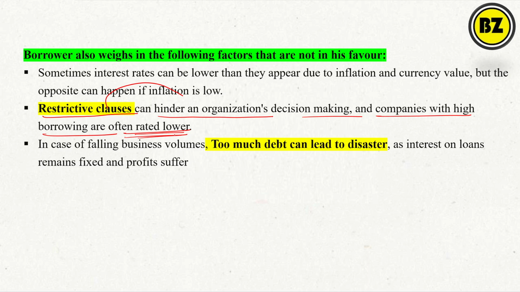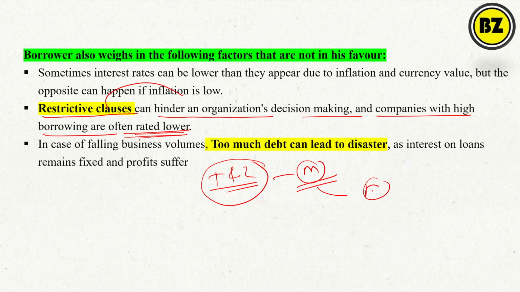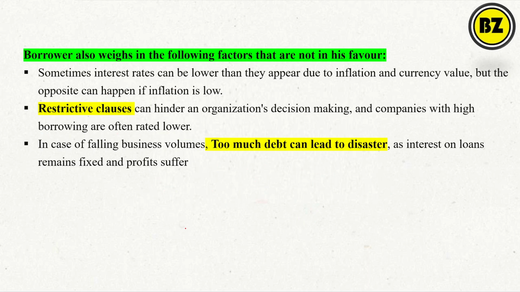For example, there may be some clauses, terms and conditions, right? When we are sanctioning the loan, for example, we are purchasing machinery, there may be some provision that you cannot shift the machinery from this plant to that plant. That may happen, right? It is generally part of the terms and conditions of the term loan. In such cases, the restrictive clause may hinder the performance, that means it may affect the performance of the company, right? And companies with high borrowing are often rated lower. That means if a company has borrowed more money, then the rating will normally get reduced, right? The more the demand, the more the inquiry for loans, the rating gets decreased.